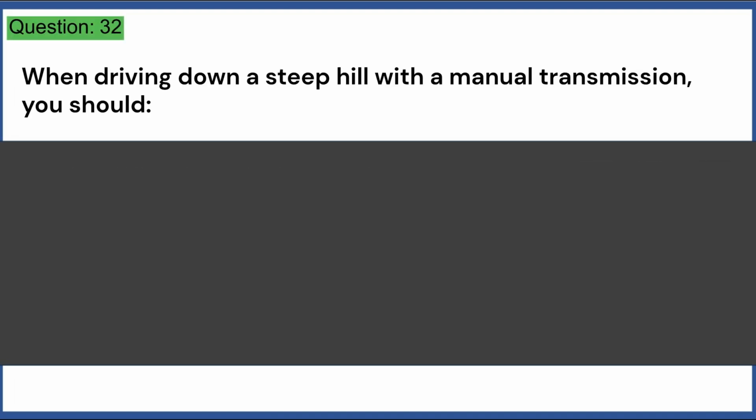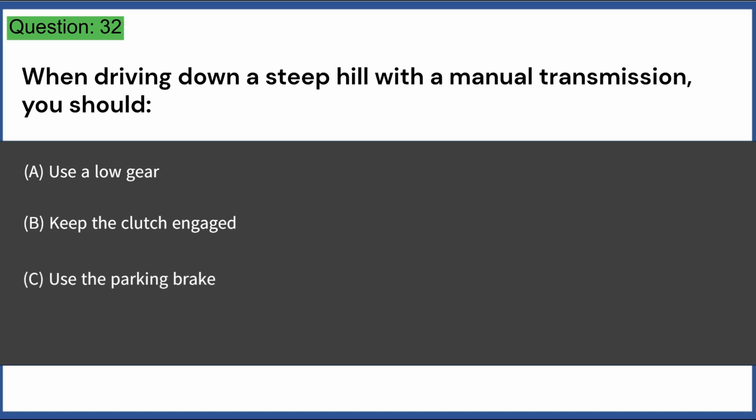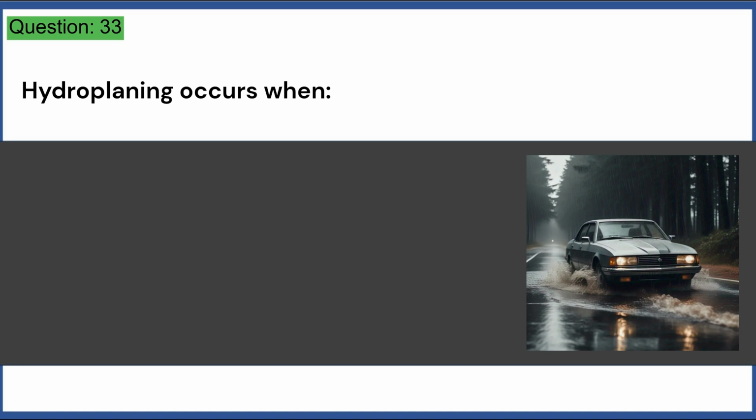When driving down a steep hill with a manual transmission, you should: A. Use a low gear. B. Keep the clutch engaged. C. Use the parking brake. D. Shift to neutral. Answer A. Use a low gear.